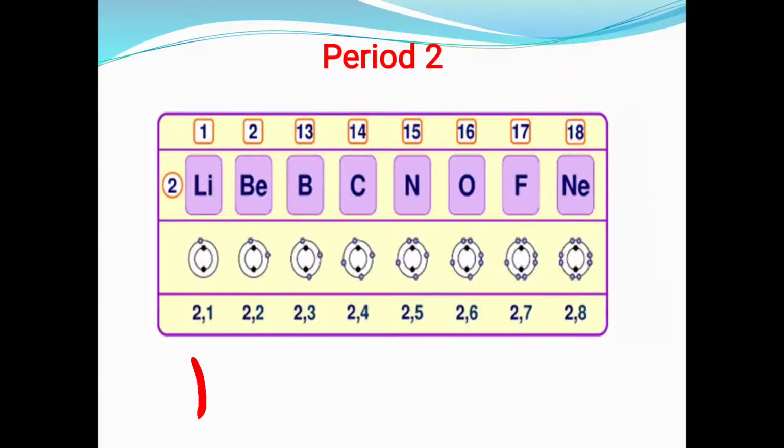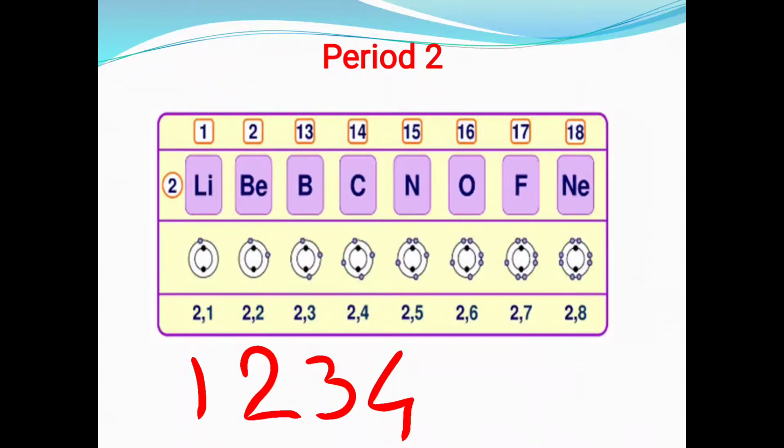The valency of beryllium becomes 2. See, the valence electrons in the beryllium is 2. The electrons present in the last orbit is 2. So it will donate the 2 electrons to complete its duplet, right? The valency of boron becomes 3. Valency of carbon becomes 4.